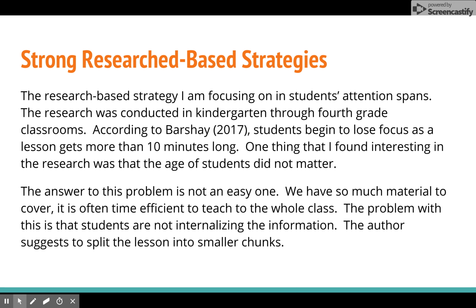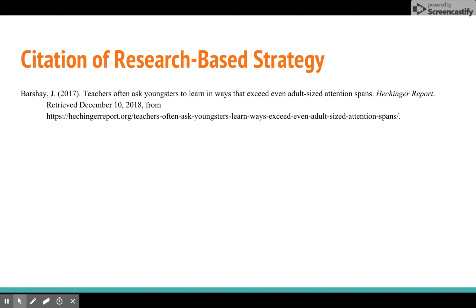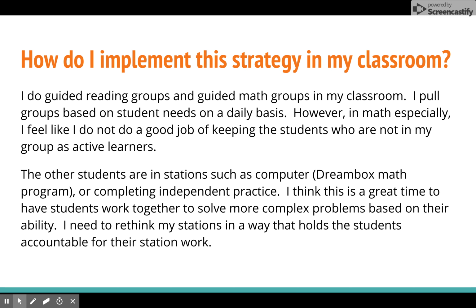The answer to this problem is not an easy one, but one thing that has stood out to me in the research is we have to, and me especially, have to shorten the amount of time that we expect students to sit and focus on one thing. And one way to fix that is to sort of chunk the lesson, split the lesson into smaller parts. Here you can see the citation of the research-based strategy that I found. So how can I implement this in my classroom?